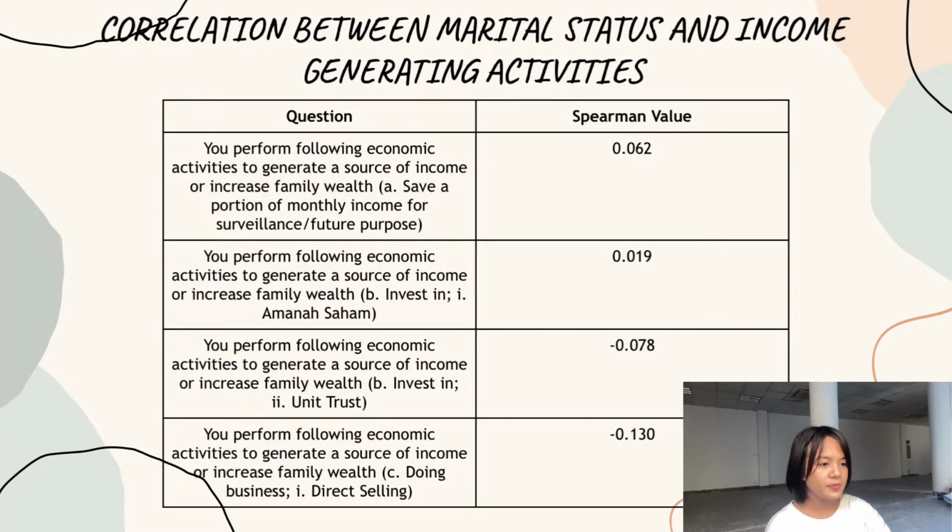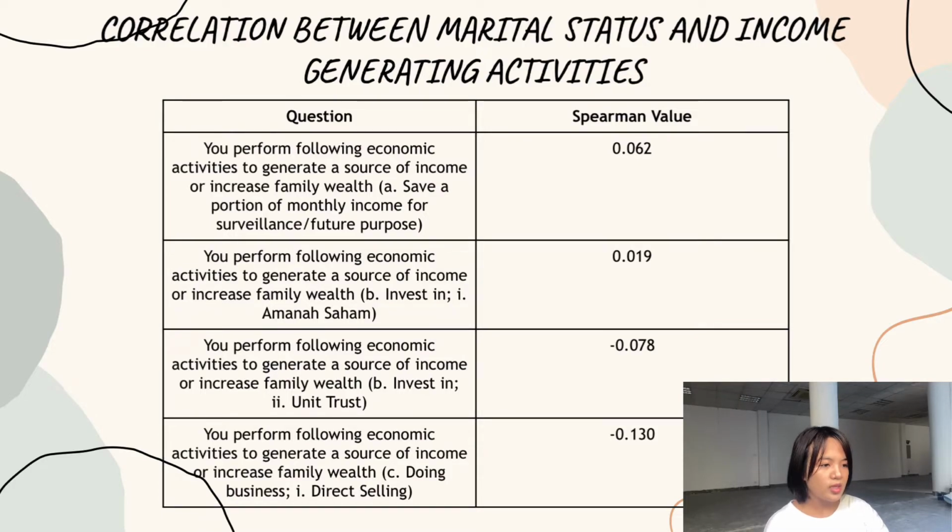The next table, correlation between marital status and income generating activities, shows weak positive interaction in saving a portion of monthly income for future purpose with the Spearman value 0.062. Investment in Amanah Saham shows weak positive interaction with the Spearman value 0.019. Next, invested in unit trust, which shows weak negative interaction with the Spearman value negative 0.078.